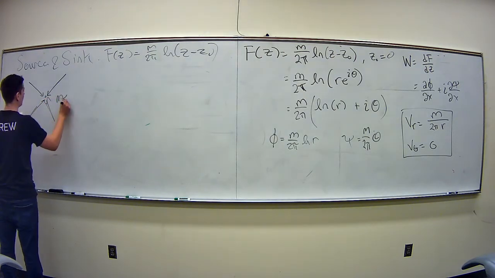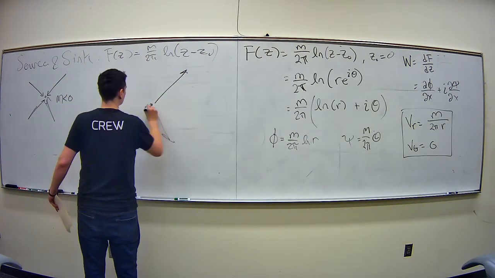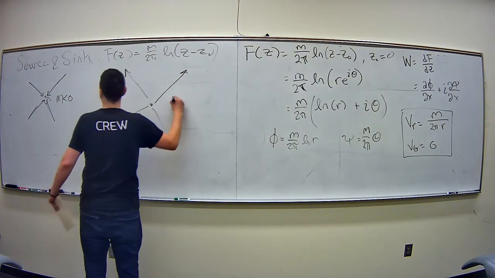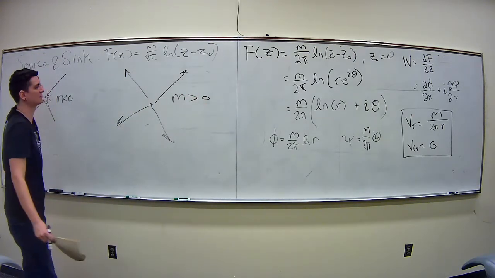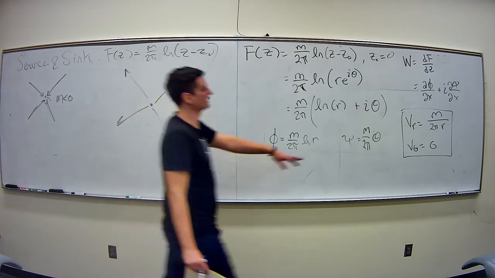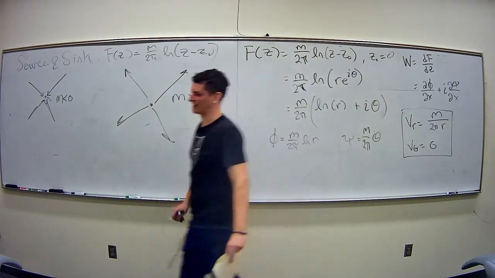So this is if m is negative, and then I have some point source. That being if m is positive. So source or sink is only determined by this m variable in front, but the dynamics are captured in this natural log of a complex number.